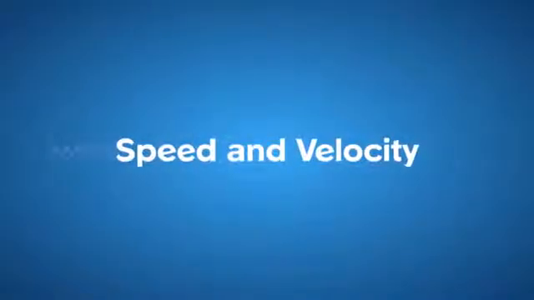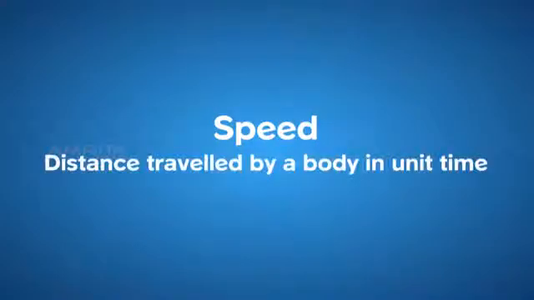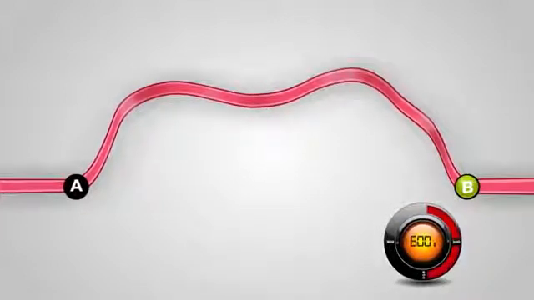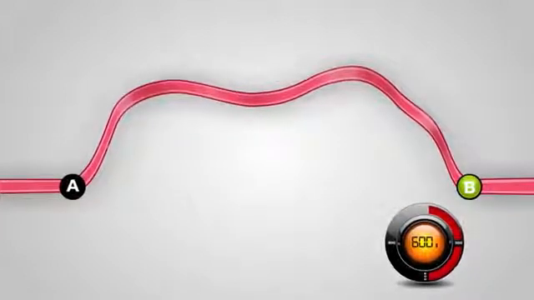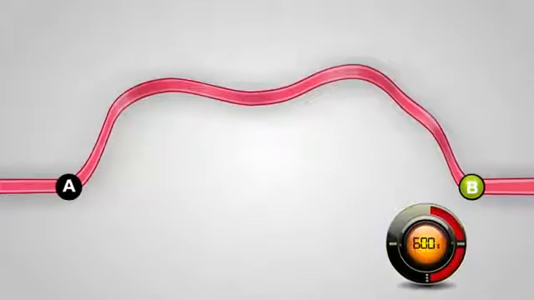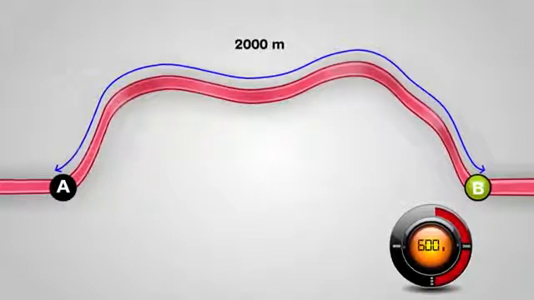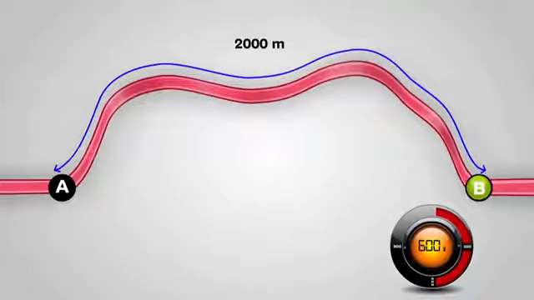Let's now discuss speed and velocity. Speed is the distance travelled by a body in unit time. Consider an object moving from destination A to destination B in a certain time t, that is 600 seconds. The distance d between the points is 2000 meters. Let's calculate the object's speed.